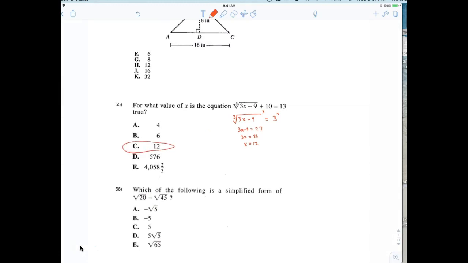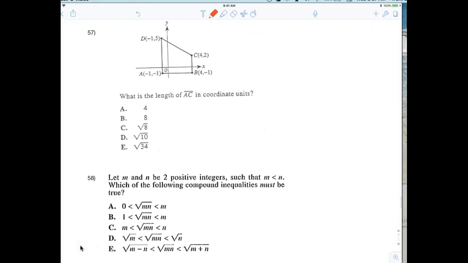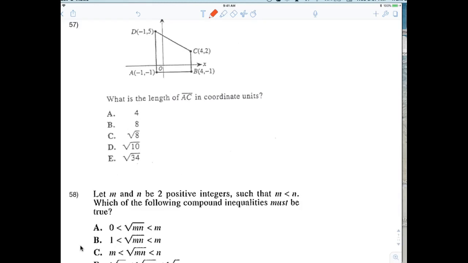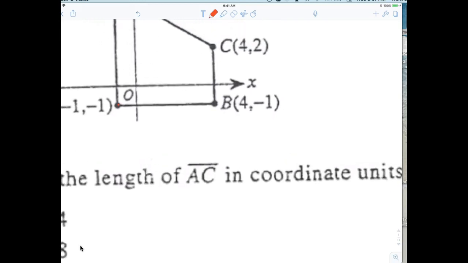Easy, easy as that. All right. Let's take a look at 57. It says, what is the length of AC? Because we have iPads, this is very beneficial. So I'm going to draw AC. And what do I notice? It creates a right triangle.